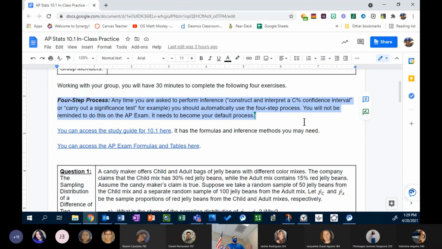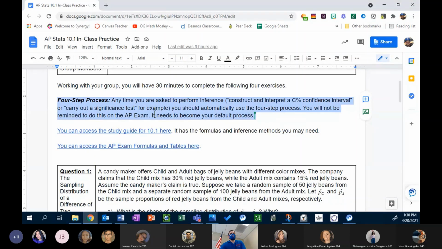Anytime you're being asked to perform inference, construct and interpret a C% confidence interval, carry out a significance test, or if you're asked, is there sufficient evidence for this conclusion, use the 4-step process. Whether you're told to use it or not, you should default to using it. On the AP exam, they're not going to say use the 4-step process. You just need to do it.